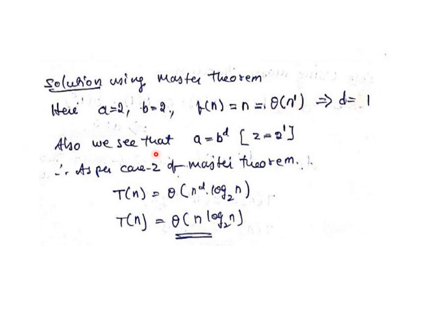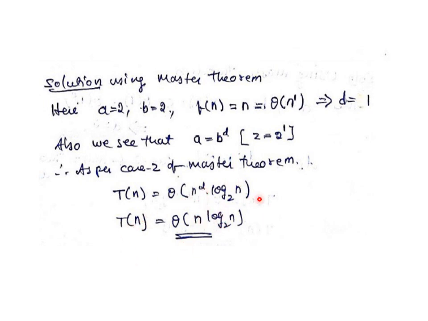So what do we have? a equals b to the power d, because 2 equals 2 to the power 1. This is our second condition in the master theorem. As per the second case, the master theorem says T of n equals big theta of n to the power d log n base 2. The d value is equal to 1 now, so n to the power 1 log n base 2.